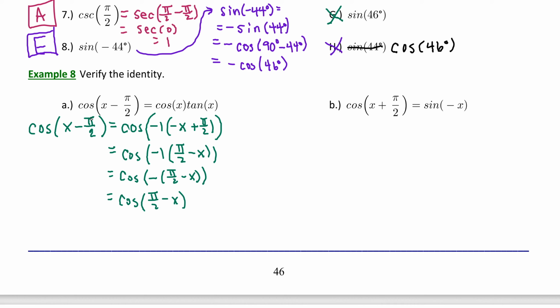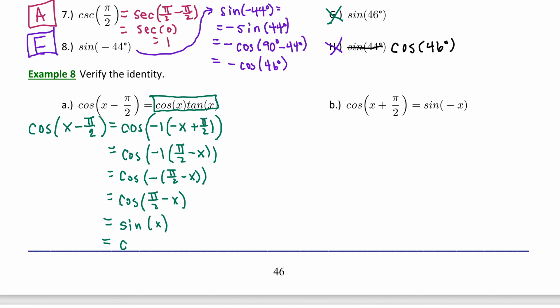Now we can recognize our cofunction identity. Cosine of pi over 2 minus x is the same thing as sine of x. Now that's all well and good, but remember, our goal is over here on the right side. So thinking about that right side, we have cosine of x times tangent of x, and recall, tangent of x is sine of x over cosine of x. So the cosine of x ultimately cancels over here on the right side, leaving behind only a sine. But we're going to approach that from this direction.